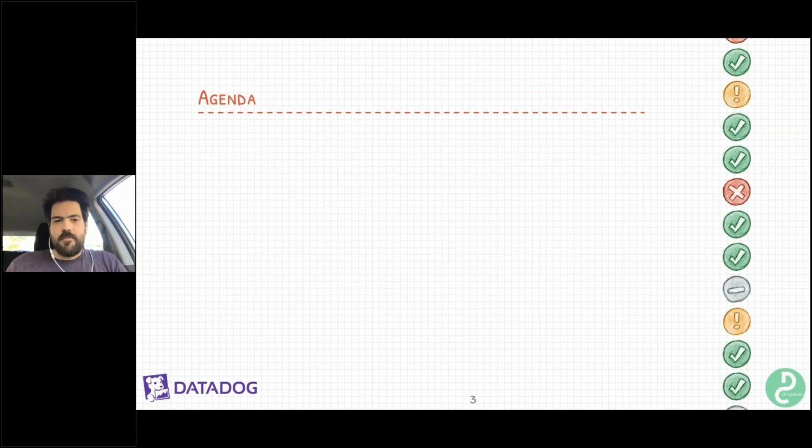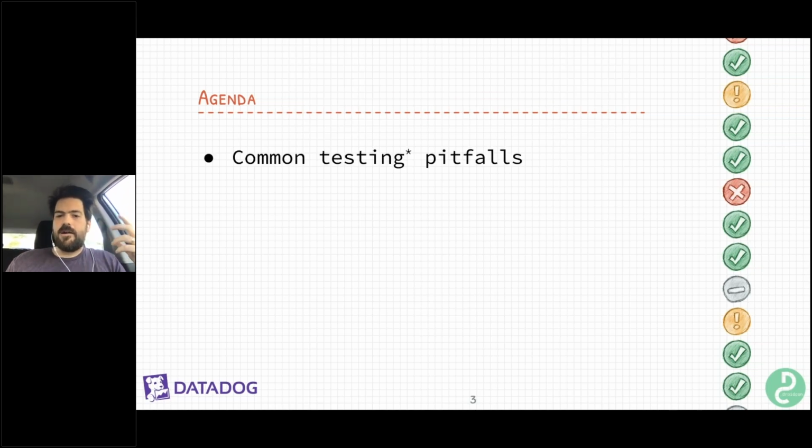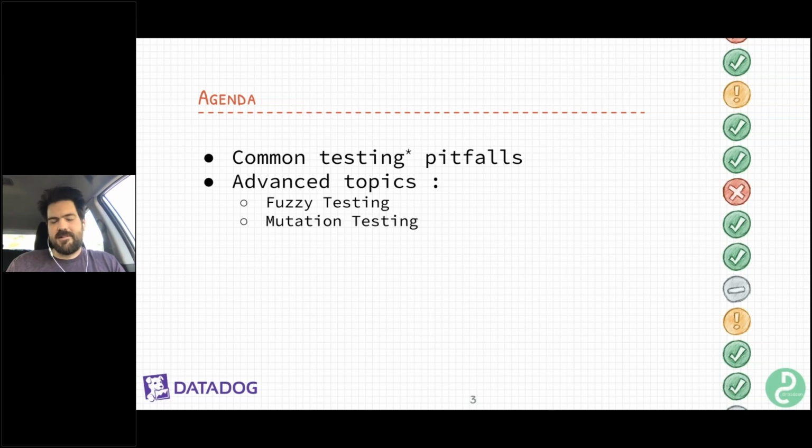And now let's get to business. The agenda for today: we're going to first talk about common testing pitfalls and how to address them. Please note that when I'm talking about testing, I'm not only talking about unit testing or UI testing or integration testing. All those pitfalls can be applied to any kind of automated testing that you're going to do. And then once we've done that, we're going to be talking about two advanced topics that I really like when I talk about testing, which are fuzzy testing and mutation testing.